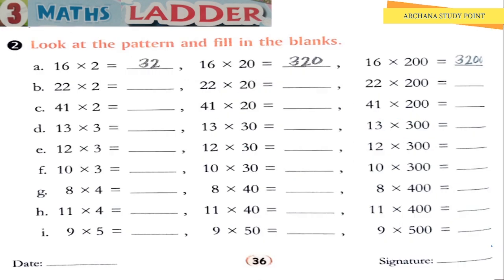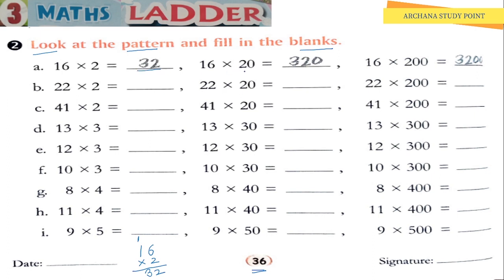So you were very good with question number 1. Now let's see question number 2 on the same page, which is page number 36. Now again we have to look at the pattern and fill in the blanks. Over here we have the first solution given, okay? So let's solve it together. 16 multiplied by 2. Know the table of 2, right? 2 sixes are 12, carry 1. 2 ones are 2, plus 1, 3. So the answer is 32.